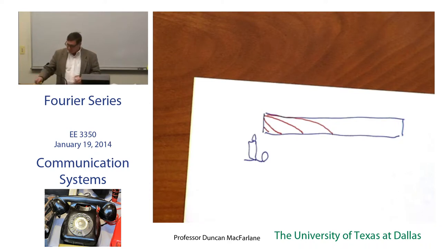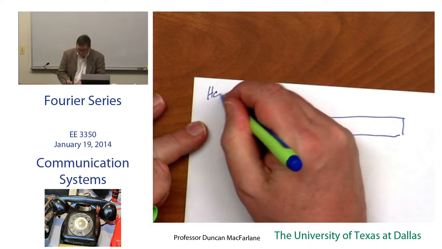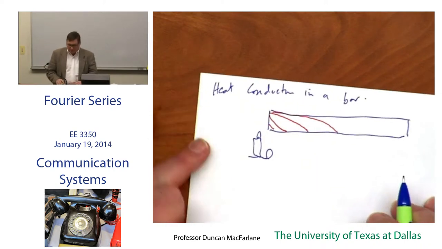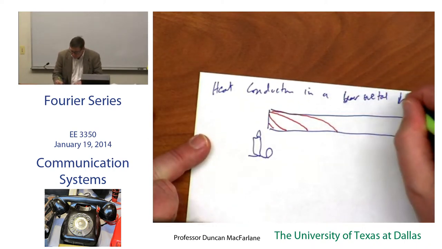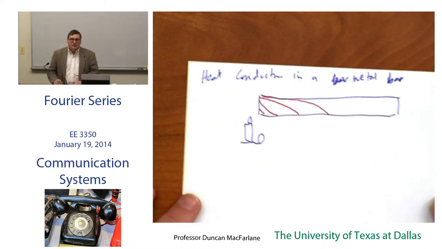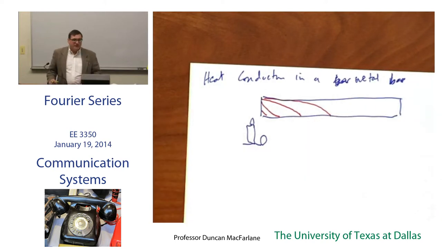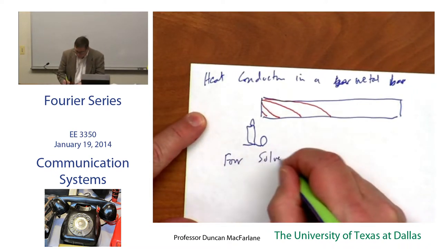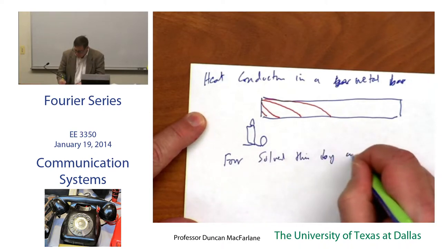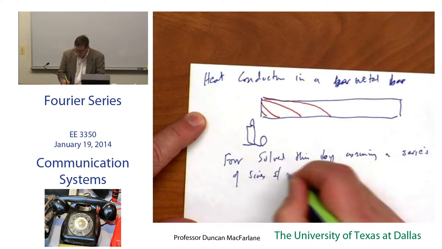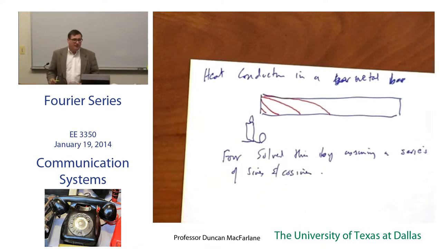Well, he solved this problem. I should put metal bar to distinguish, for example, watering holes. So you see that he was solving this equation. There's nothing about sines and cosines in it. He solved this equation by assuming a sinusoidal series, a Fourier series now.